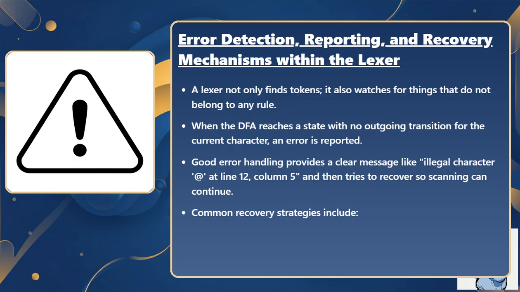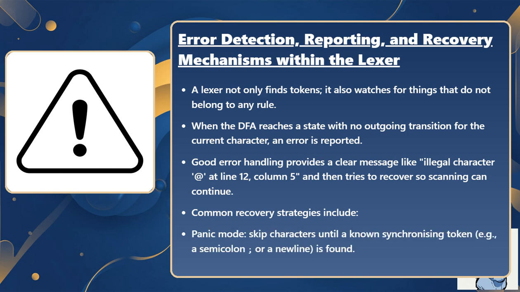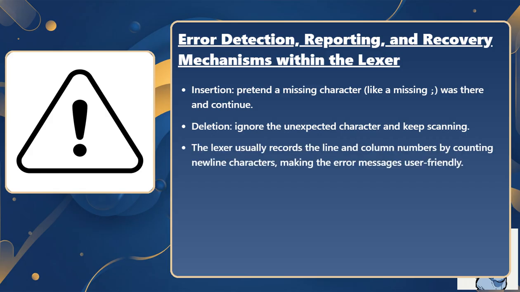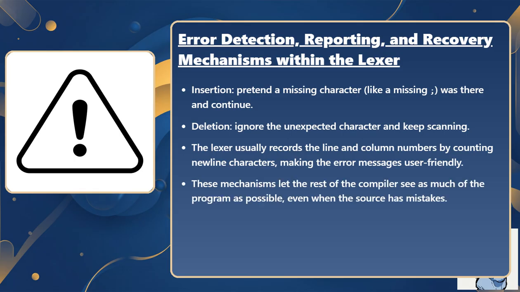Common recovery strategies include panic mode: skip characters until a known synchronizing token, for example a semicolon or a newline, is found. Insertion: pretend a missing character, like a missing semicolon, was there and continue. Deletion: ignore the unexpected character and keep scanning. The lexer usually records the line and column numbers by counting newline characters, making the error messages user-friendly. These mechanisms let the rest of the compiler see as much of the program as possible, even when the source has mistakes.